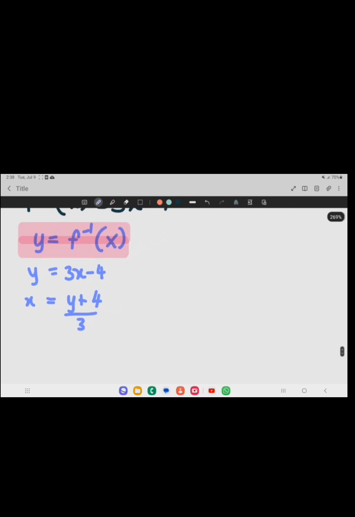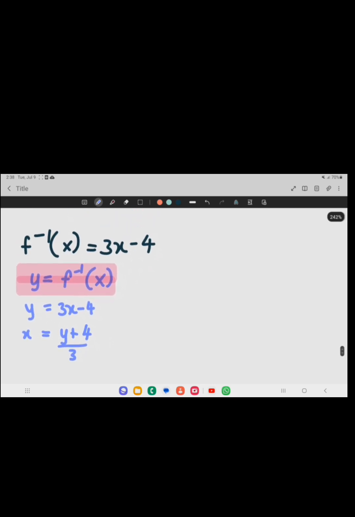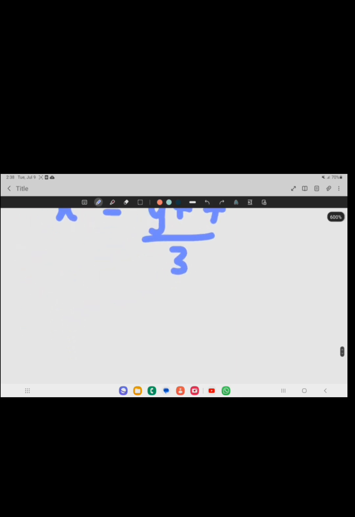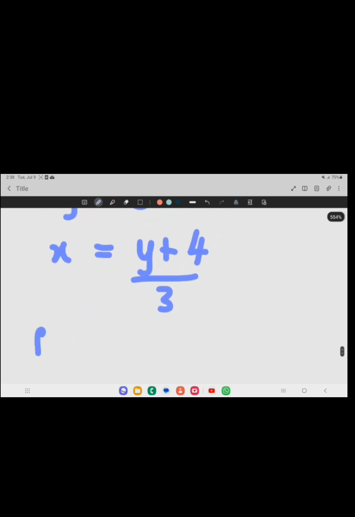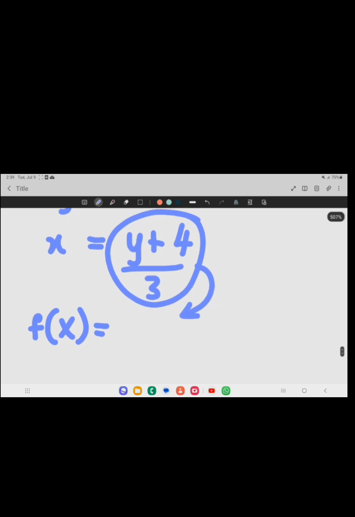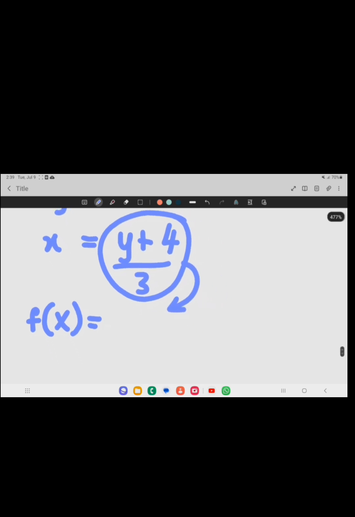Now, the question asks us to find the function, right? Given an inverse function, we must find the function. So how to do that? Again, write back the symbol of the function, which is this without the negative one. So what you're going to do is copy this expression into your final step. But again, the same thing, you have to change the y into x. So this would be your final answer.